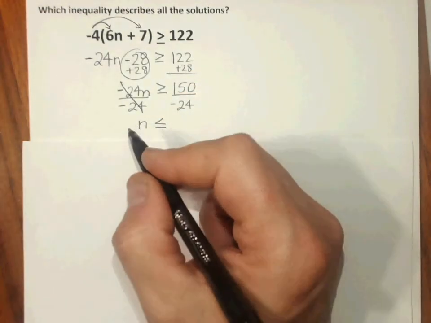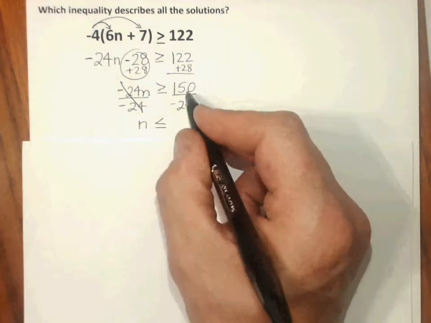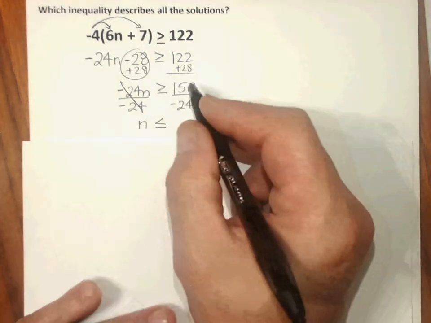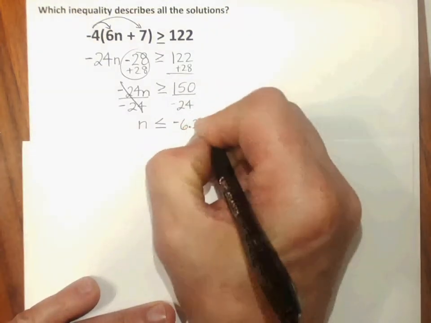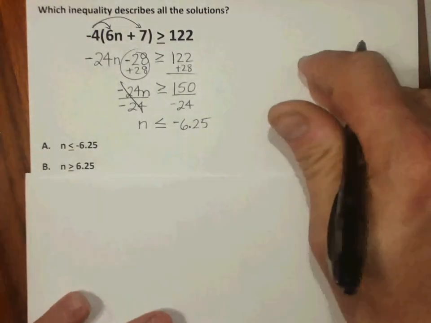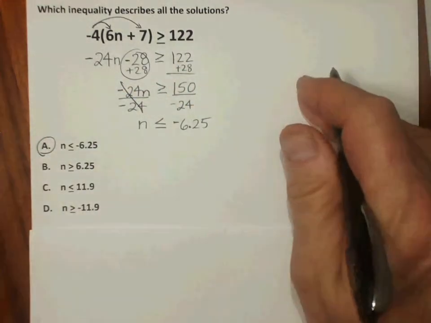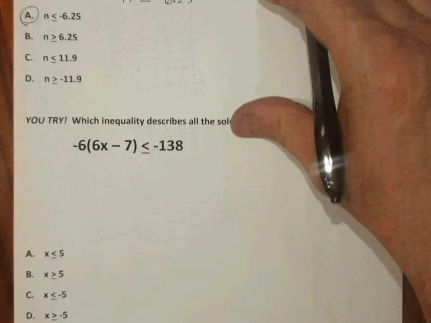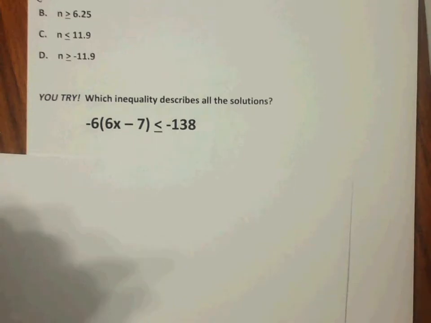That's even better. So what we're going to do now is we're going to take our calculator. We're going to divide this out. 150 divided by negative 24, and we get a negative 6.25. And we go looking, and what do we know? Hey, that's the first answer choice right there. Okay? You go ahead and give this a try.